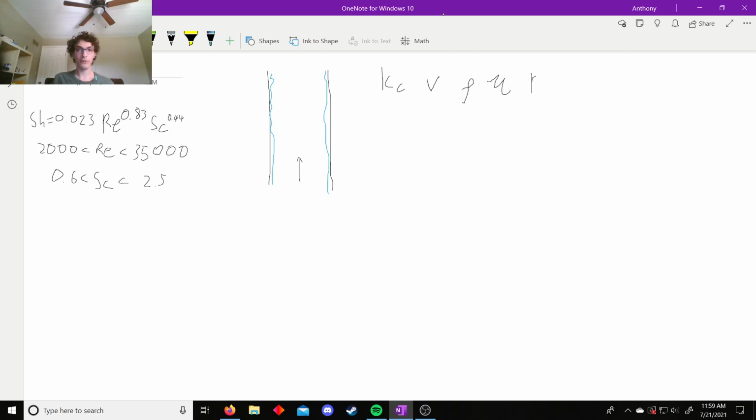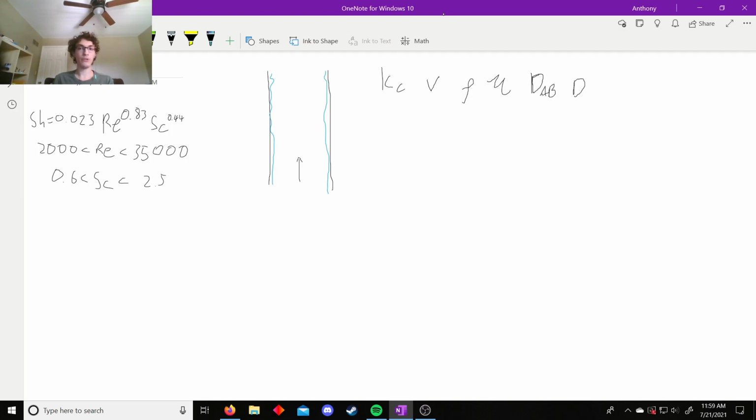We also have our mass diffusivity between our two phases. And we also have some characteristic length. In this case, for the pipe, it's going to be the diameter of the pipe. But if we had some other shape, it wouldn't be the diameter. It would be whatever characteristic length can be used to describe the geometry. So these are the variables that are going to be important here.